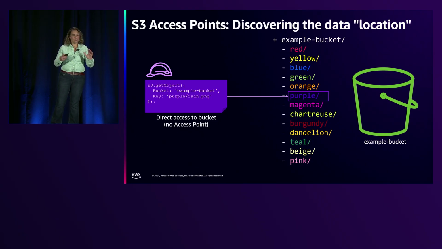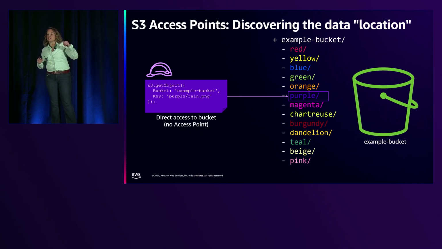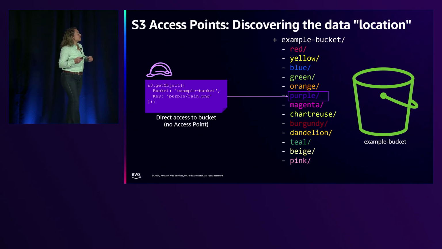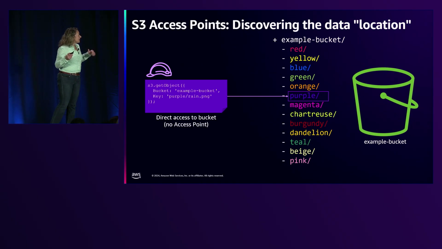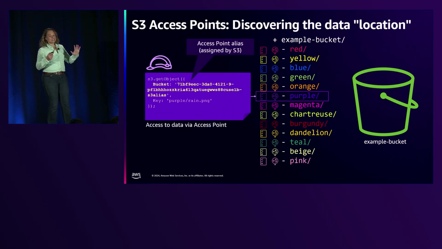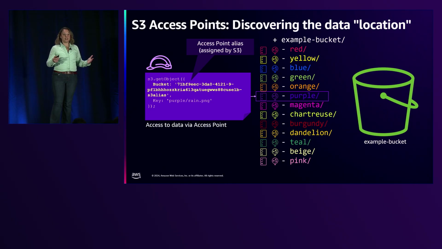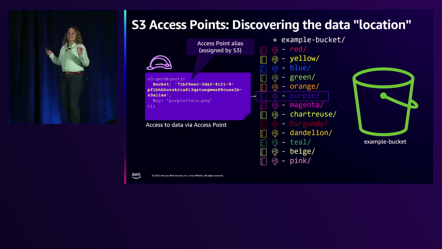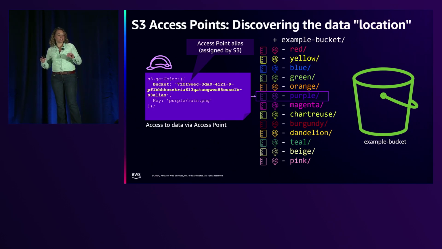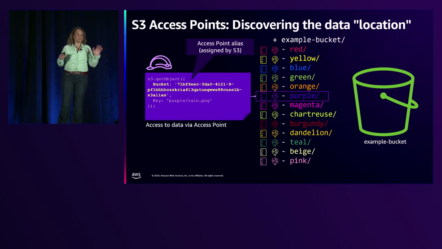So this is an application that you're looking at here. This is before I use access points. I'm just accessing the data where it is, right? So purple/rain is where it is in this bucket. I'm going to access the same exact object, but through an access point. And you'll notice that the bucket name is now what looks like an auto-generated string. It is. It's a bucket alias that's generated by S3 that means go through this access point. You'll notice it ends with the suffix -s3alias. That's how you know what that is.